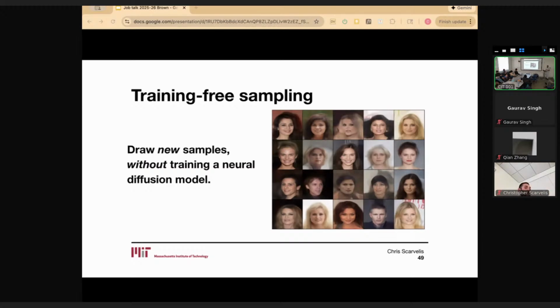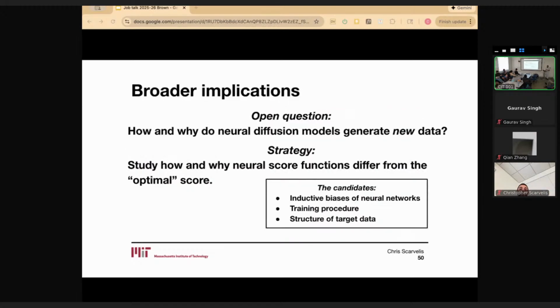Now, I found this project really exciting for a couple of reasons. One of the most important open questions in the theory of diffusion models is generalization. This project showed that we can learn about how diffusion models generate new content by studying how and why the score function that we learn in practice differs from that optimal score that can only reproduce training data. I've listed a few candidates on this slide, and we'll say more about these towards the end of this talk.